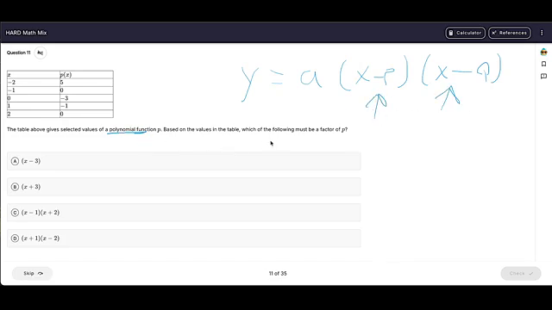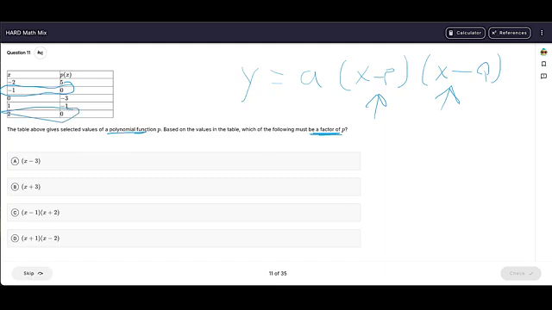So basically, when it asks about a factor of p, it's asking about what are the x-intercepts of p. And we can see those because x-intercepts are where y equals 0. So we've got one here, which is -1. And we've got one here, which is +2.